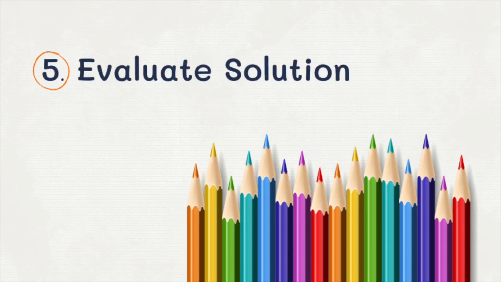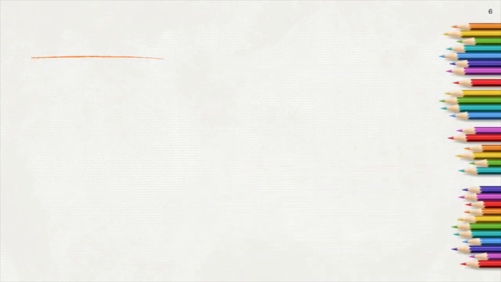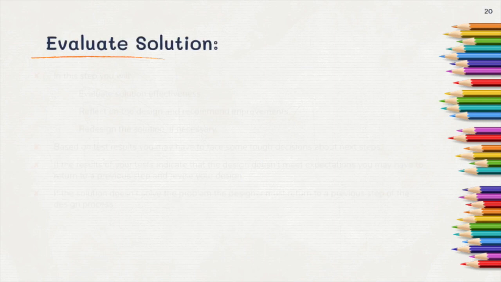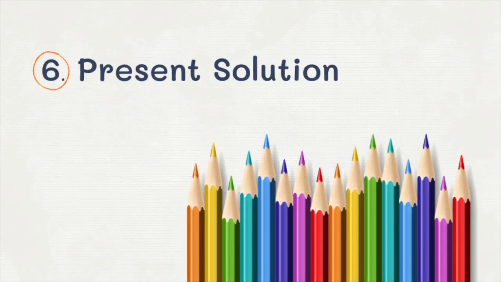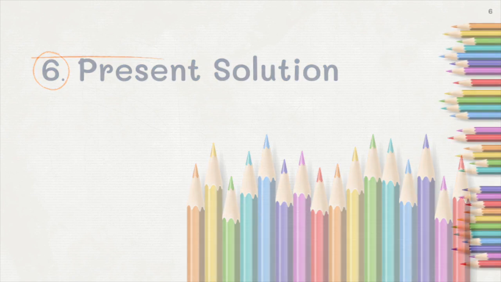Step 5 of the design process is to evaluate your solution. In this step, designers evaluate a solution's effectiveness, reflect on the design, recommend improvements, and, if necessary, redesign the solution. Based on the results of your tests, you may have to face some tough decisions about your next steps. If the results from your tests indicate that your design does not meet expectations, you may have to return to a previous step and revise your design. You will also have to return to a previous step of the design process if your solution doesn't solve the intended problem.